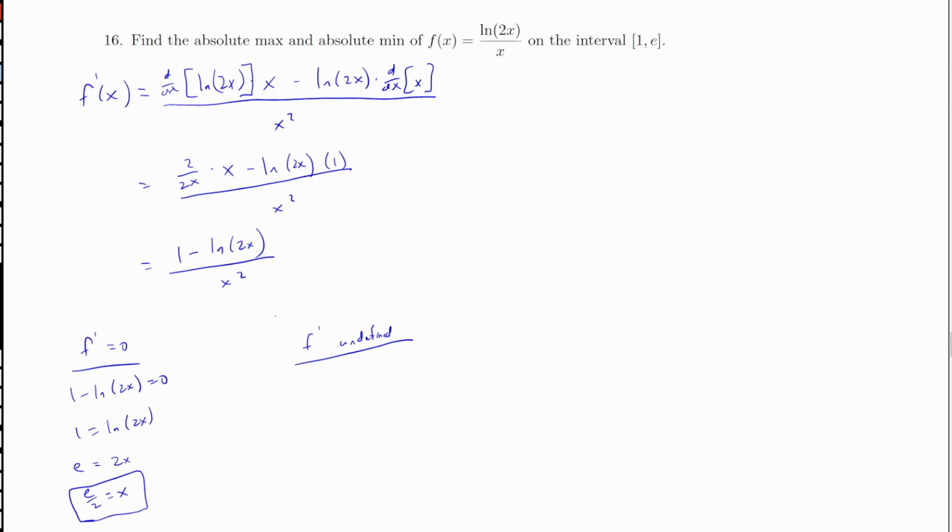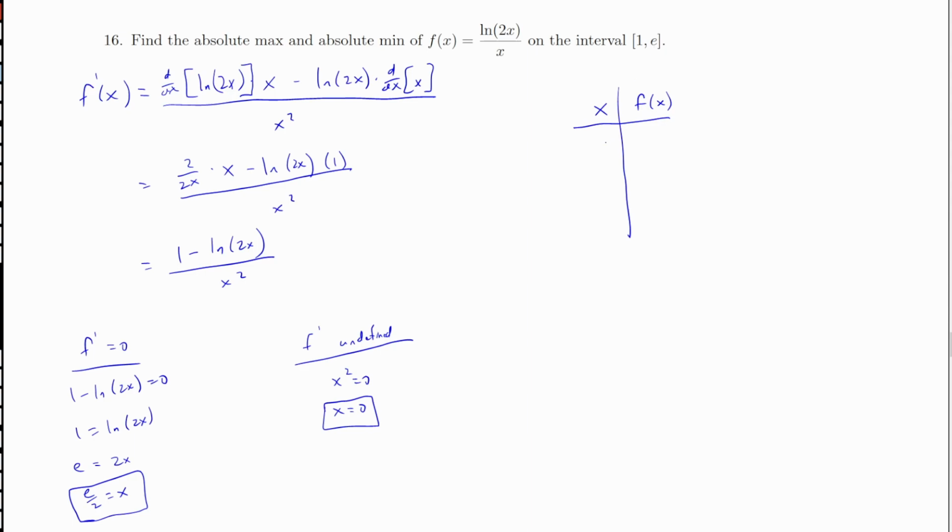Figure out where f prime is undefined. That's where the denominator is 0. So I get just x equals 0. To find absolute max and min, I'm going to take my critical points and endpoints, and I'm going to test them in the function.